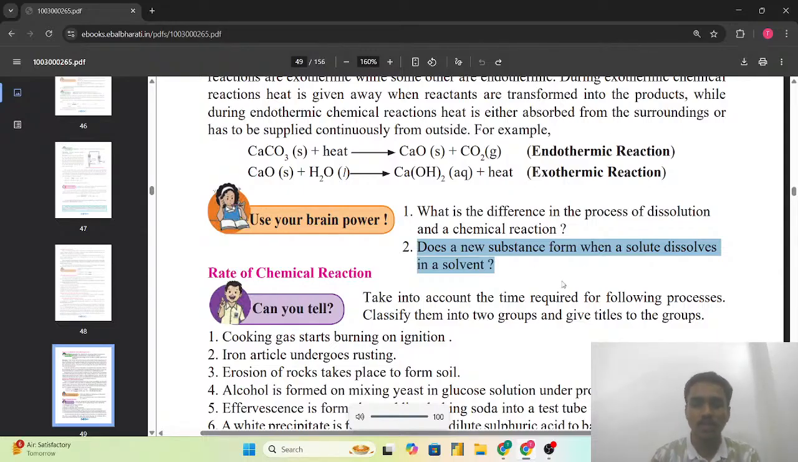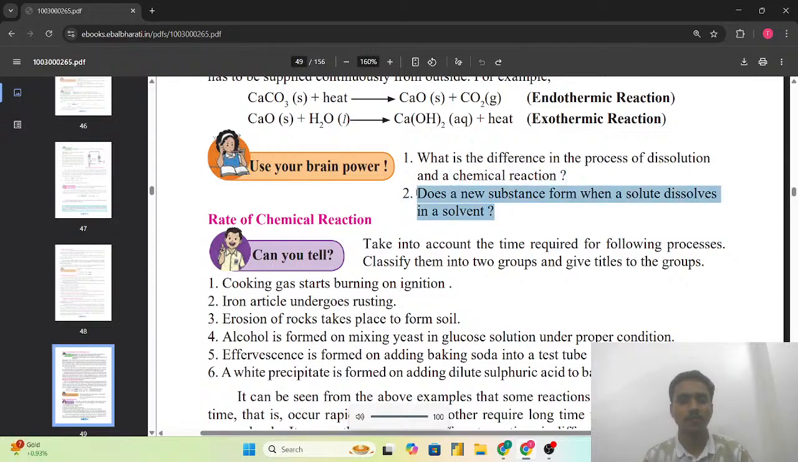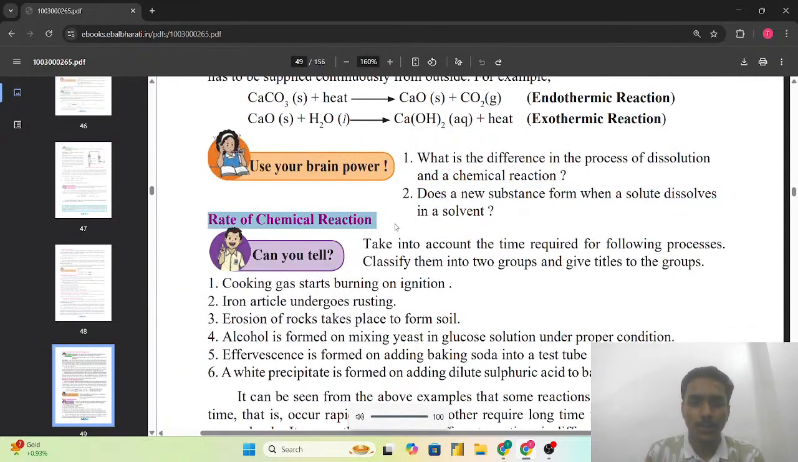So there is not the formation of a new substance every time, because in the dissolution of sulfuric acid, we are taking concentrated sulfuric acid as the solute and water as the solvent. We add the solute in a minimum amount because an extreme amount of heat is released, and that leads to accidental damage. So there is the dilution of the sulfuric acid, but no new substance is getting formed.